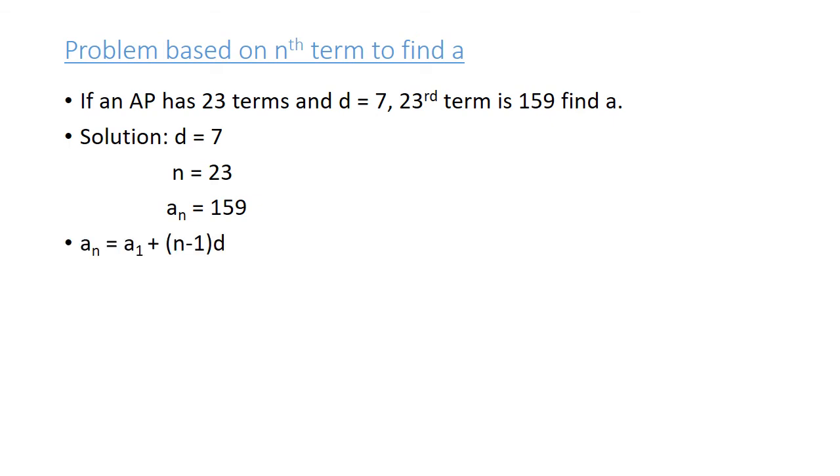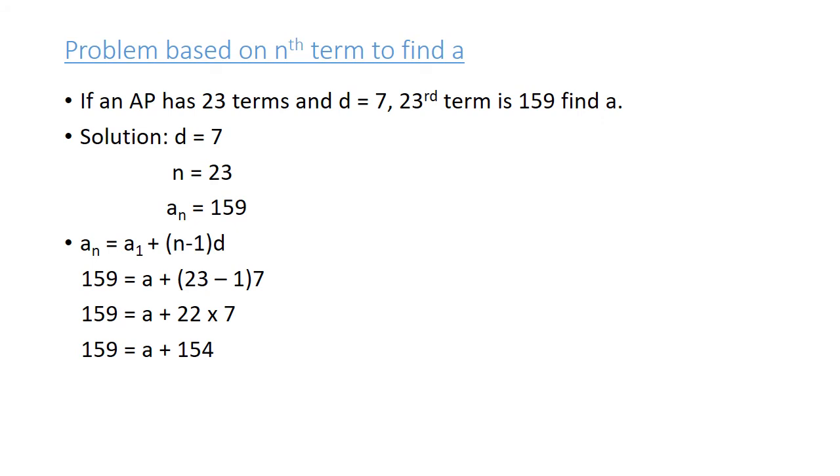159. D is 7. We'll write down whatever we know and we have to find A. We'll apply the formula, substitute the values. Once again, first we have to solve the bracket. 23 minus 1, 22. 22 into 7, 154. 154 is plus. When it is transferred on the RHS, it will become minus.